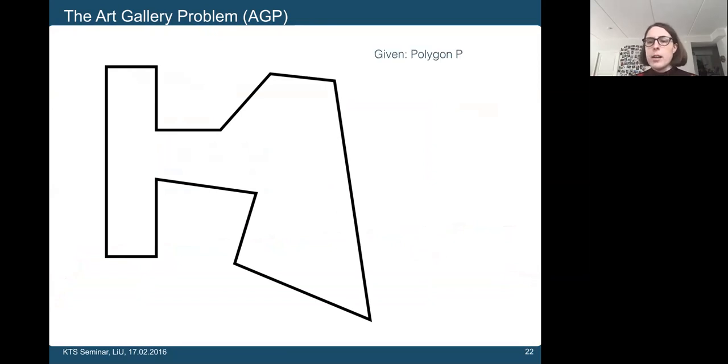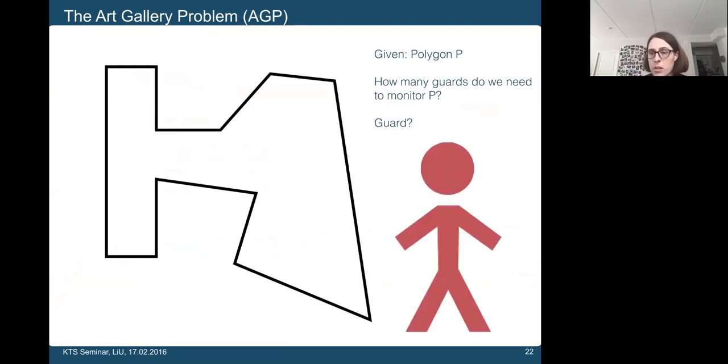What does guarding mean? So you're given a polygon, for example, the black thing here. And now the question that the art gallery problem asks is, how many guards do we need to monitor the polygon? So what's a guard? This is a guard, right? That's a person. But this is a math problem, so we're not thinking about the guard as a person. We think it's point-shaped. So let's just say it's the head that we take into account.